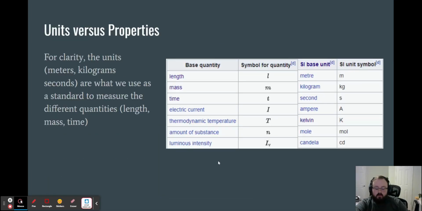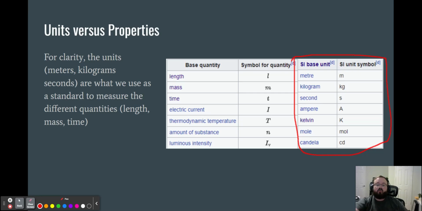So I'm doing a retake of the last slide. I wanted to add in this slide that I did not have in my original recording. I realize it's probably a good thing to talk about: units versus properties, just defining what the difference between these things is. The units are the units. That's how we define them.